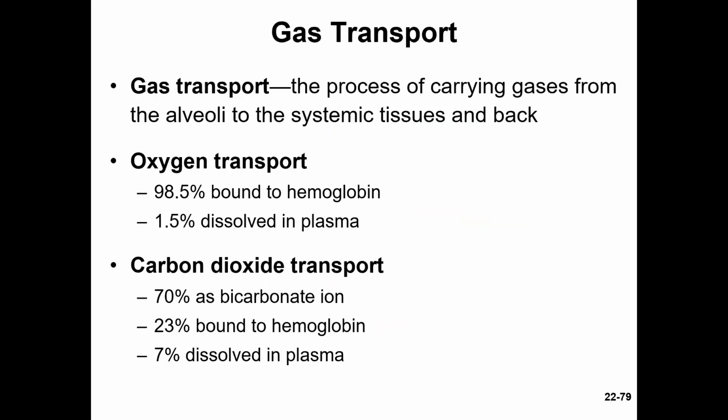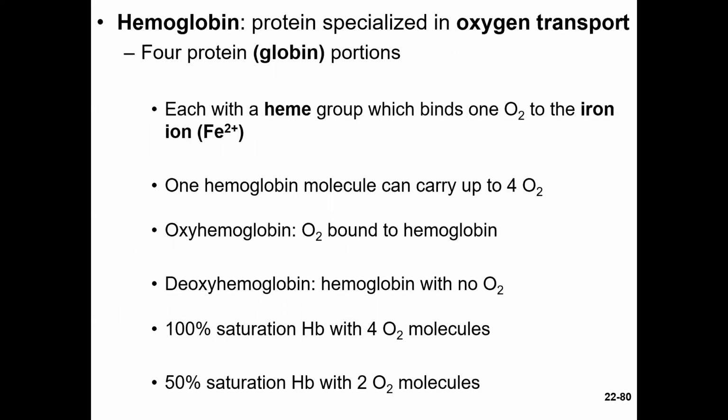So, gas transport is the process of carrying gases from the alveoli to the systemic tissues and back. Oxygen transport: 98.5% is bound to hemoglobin, and 1.5% is dissolved in the plasma. Carbon dioxide transport: 70% of it is as bicarbonate ion, 23% is bound to hemoglobin, and 7% is dissolved in plasma.